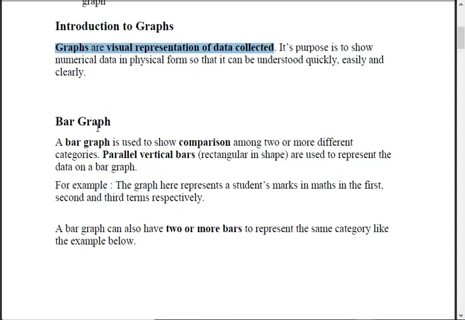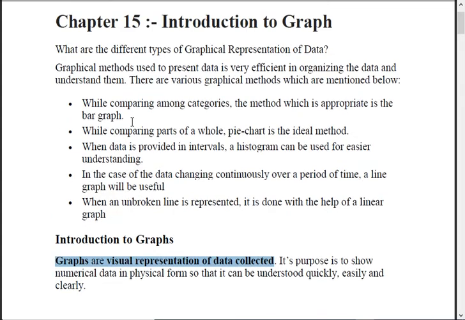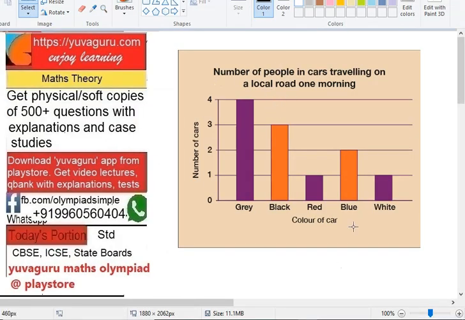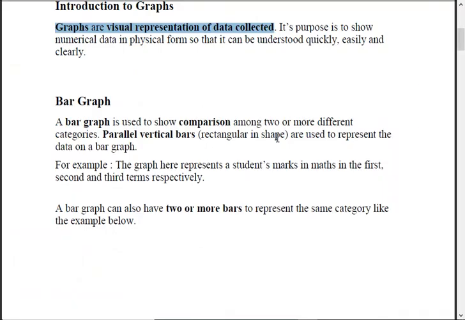Okay. What are bar graphs? Bar graphs are used to show comparison among two or more different categories, right? We just saw this. Okay. Parallel vertical bars are used to represent the data on a bar graph. See, these are bar graphs. Separate bars, separated from each other. These are all categories. Okay. Color of the car, number of cars. The graph here represents the students' marks.